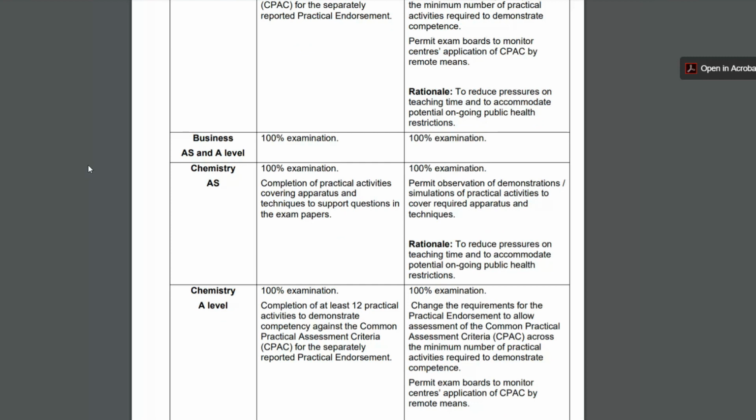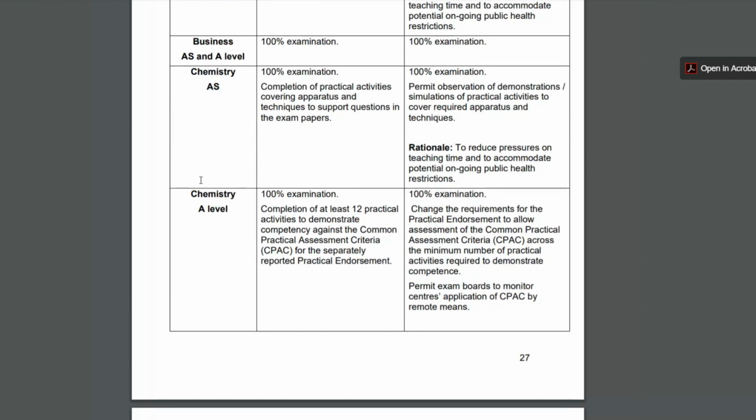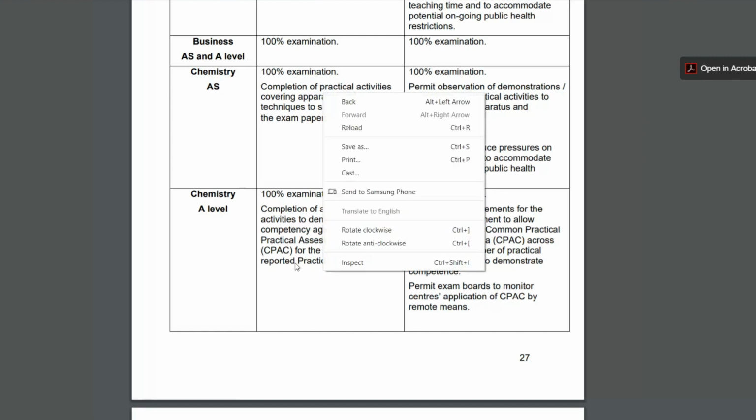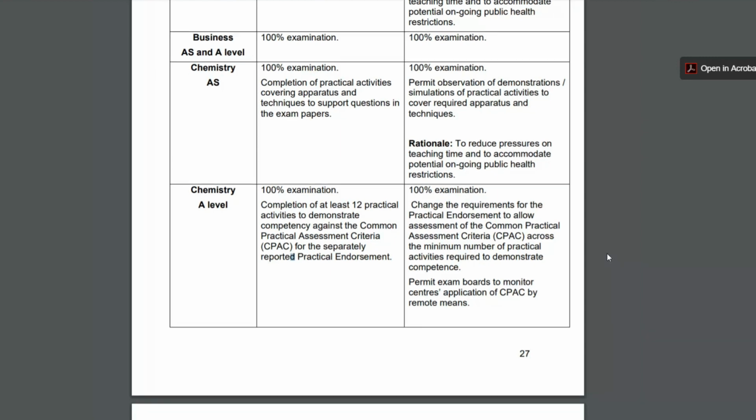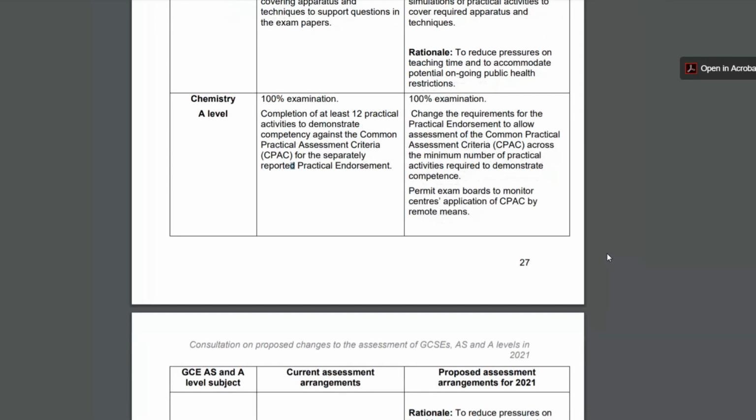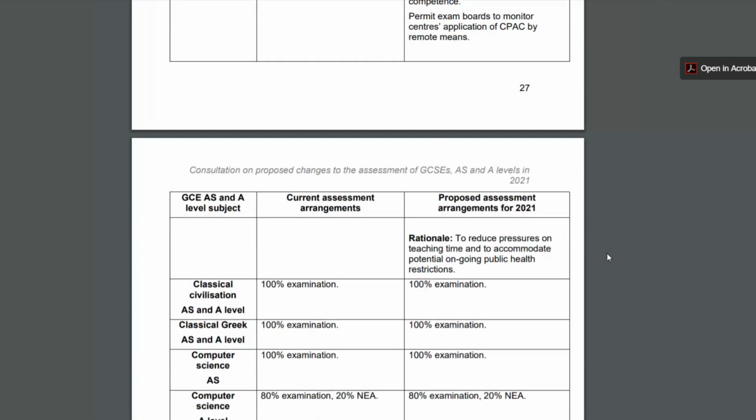Business AS and A level, no change. 100% examination before, 100% examination after. Chemistry AS, we're looking at exactly the same thing as the biology. Before, it required the tests and of course the practical part, but they're saying allow teachers to do the practical part and students to observe it. And for the chemistry A level, it's exactly the same thing, where before, those who were doing the separately reported practical endorsement, the CPAC, that can now be shrunken down a bit, and it will be monitored by remote means.